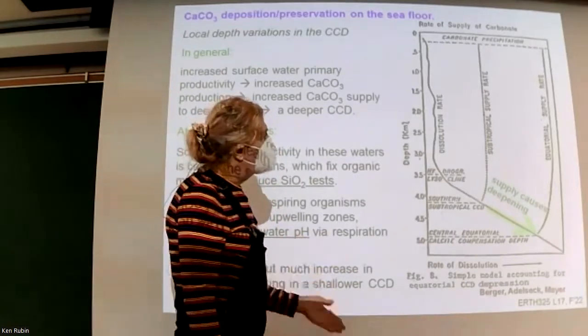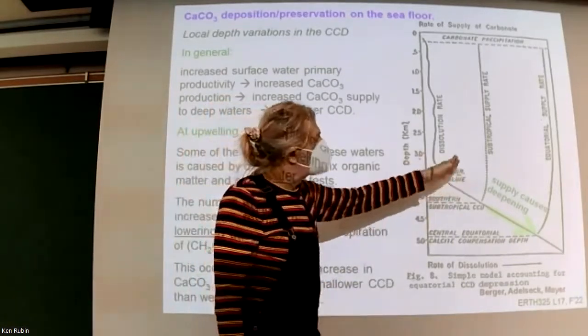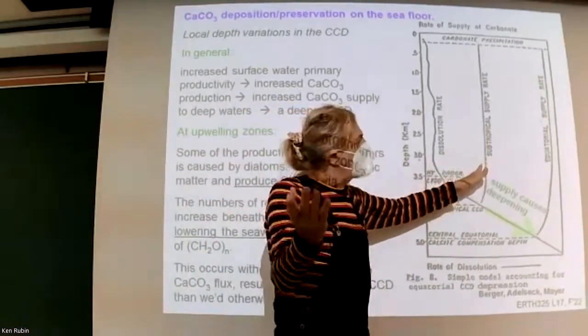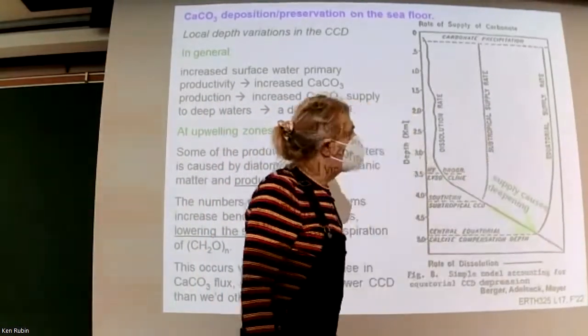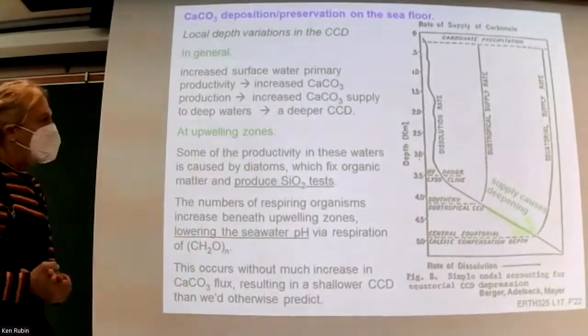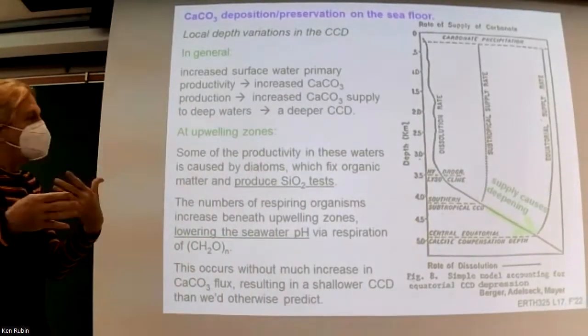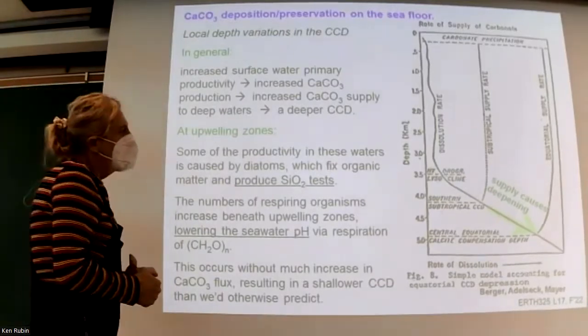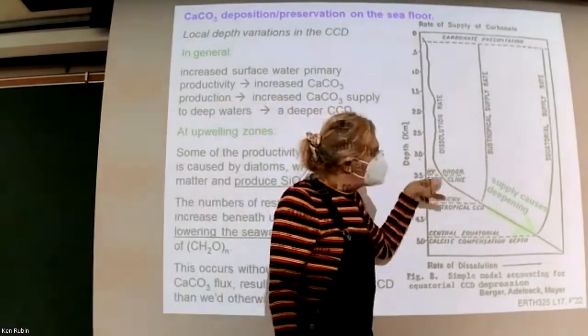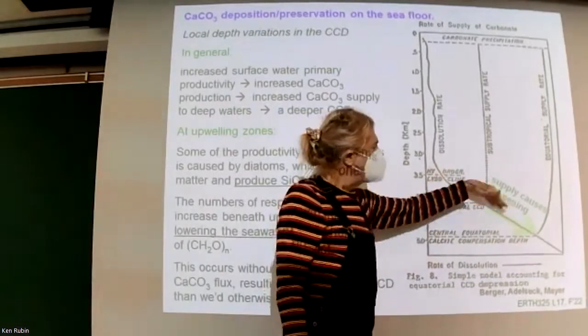Okay. So for instance, here's just an example of how the CCD deepens as we go from one place to another, from basically subtropical to the equatorial regions where we have that upwelling, countercurrent upwelling, and we can see that the horizon gets deeper, right? And that's a supply thing.